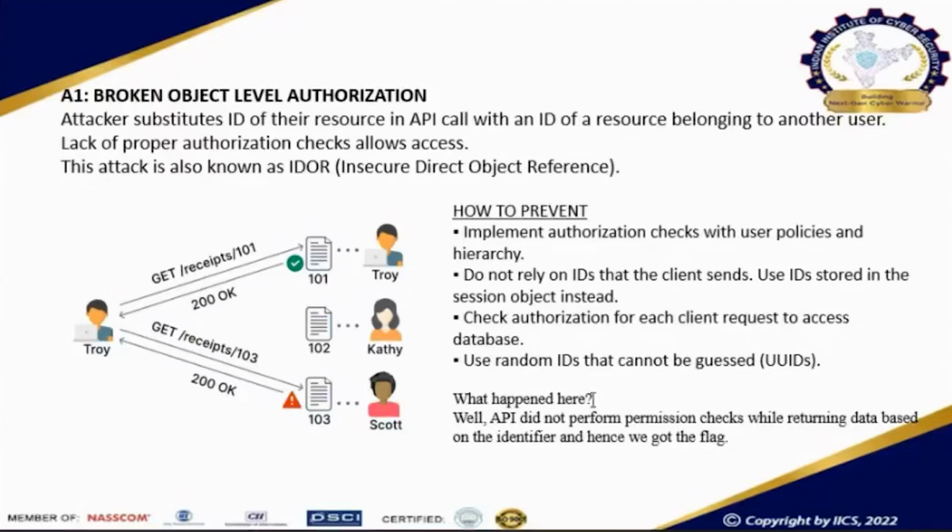So what happened in the attack is that the API did not perform permission checks. It doesn't check whether I have permission to see that data or not, but still it returns data based on the identifier. Those ID numbers are the identifier here. The web application is not checking who is asking for the data. It just checks that this thing is asked, and gives it. Hence we got the flag.